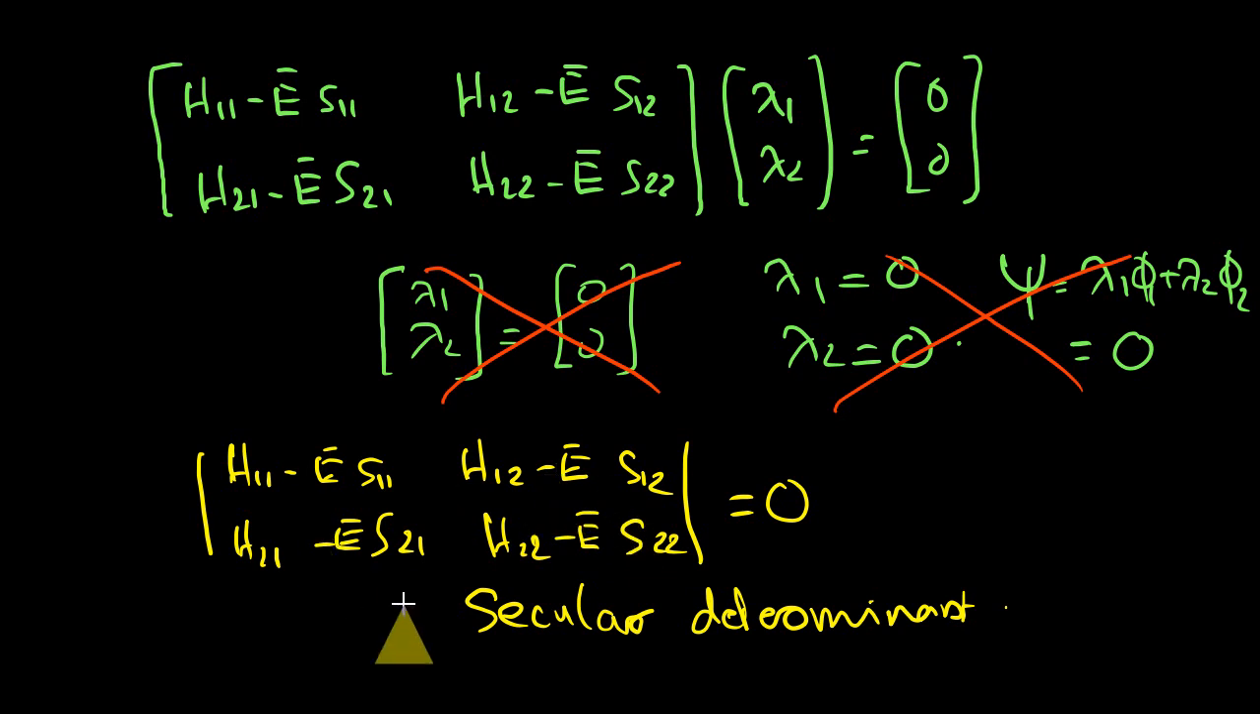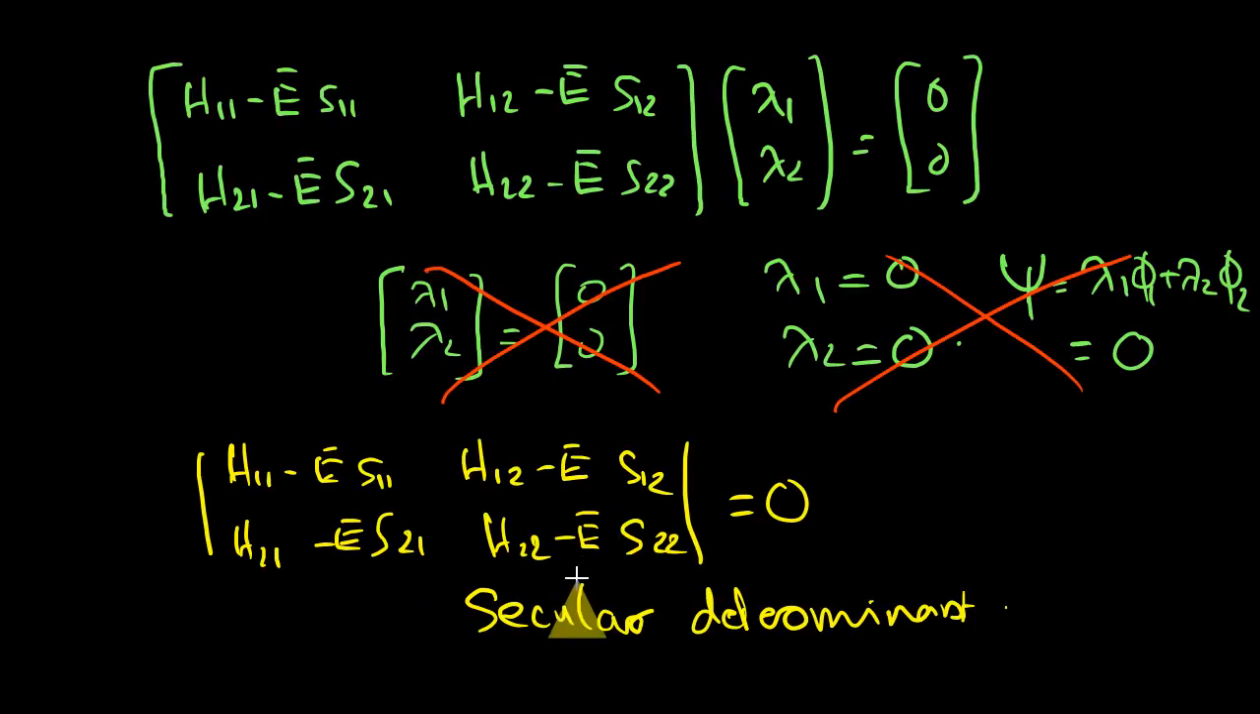Because this is a second order determinant, E bar will have two roots. When we solve this, we get two values. In other words, E bar has two roots, or E bar will give rise to two values because this is a second order determinant. So E bar can have two values, that is E1 and E2.